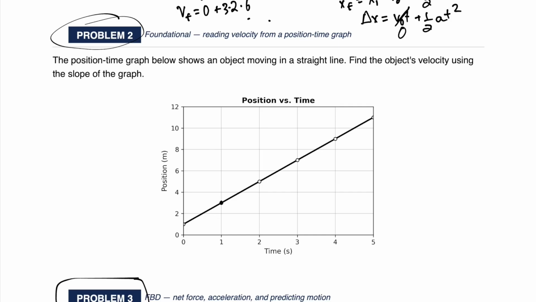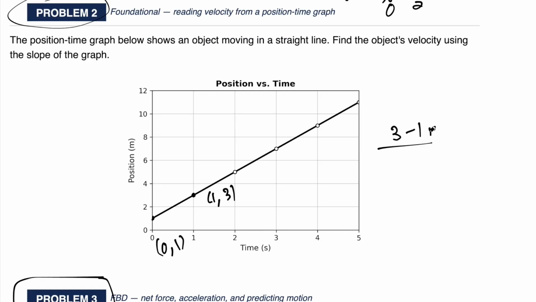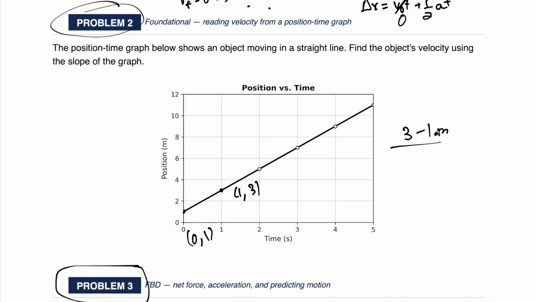I'll pick this point, which is (1, 3), and this point, which is (0, 1). So the slope between these points would be 3 minus 1, that would be in meters, because the y quantity is in meters, and all of that over 1 minus 0 seconds. So 2 meters per second would be the slope of this line.